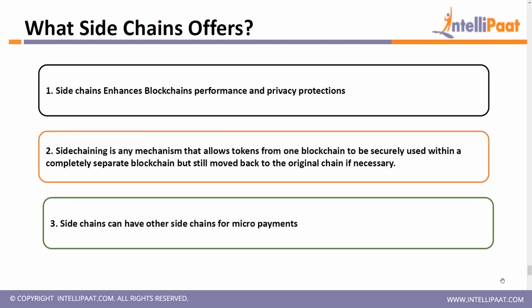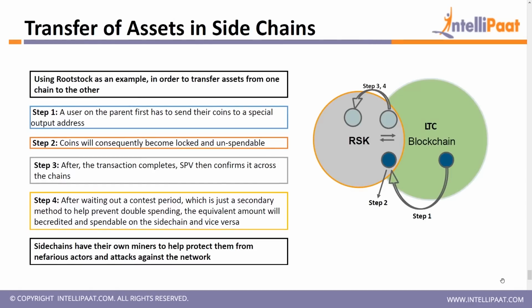Second, what they offer is that sidechaining is any mechanism that allows tokens from one blockchain to be securely used within a completely separate blockchain, but still moved back to the original chain if necessary. Your sidechains are part of your main blockchain. They allow a point where bitcoins or other tokens can flow from the main blockchain to sidechains and from sidechains to the main blockchain, vice versa. So, existing blockchain tokens can be used whenever required in a new transaction in a sidechain as well. Sidechains can have other sidechains also for micropayments, as we have seen in the above diagram. These are the benefits that sidechains offer when existing with the main blockchain.